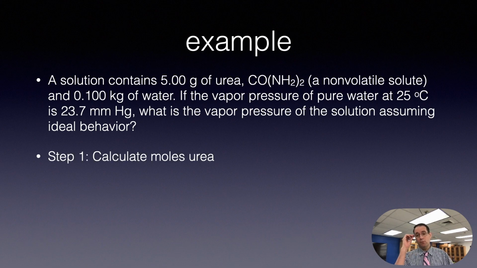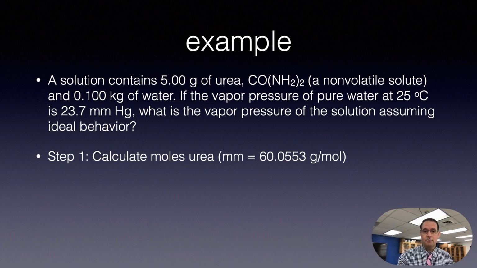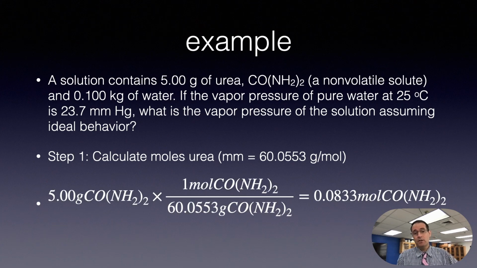So step one, you want to calculate the moles of urea. So carbon, oxygen, nitrogen, hydrogen, multiply them all out, add them all up, and you get the molar mass of 60.0553, okay? Now what you want to do is convert grams to moles by dividing by the molar mass. And please follow along, do this on your calculator and make sure you get the same number. I'm always going to round it to 3 significant figures because we're starting with 3 significant figures.